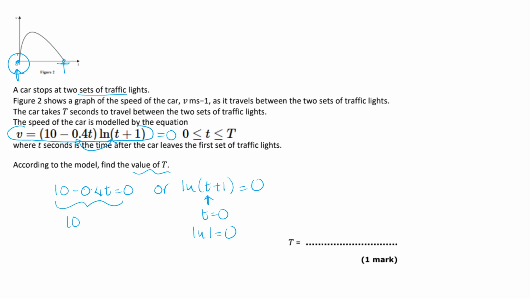So the t we're after is when we solve this second one. If we say 10 is equal to 0.4t, then 10 divided by 0.4 is equal to t, which is 25. It's in meters per second, so it's 25 seconds.